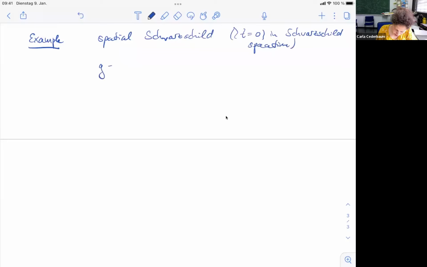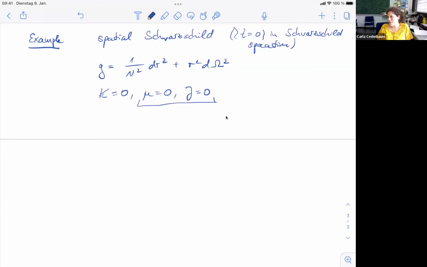And there we had that g is 1 over n squared dr squared plus r squared d omega squared, k is 0, mu is 0, and j is 0. So if we now want to verify these asymptotic flatness conditions, we need to find coordinates first in which we say that it's asymptotically Euclidean. Regardless of which coordinates we pick, these are always 0, so they always satisfy this integrability condition no matter what coordinate chart I'm picking. So integrability is okay.